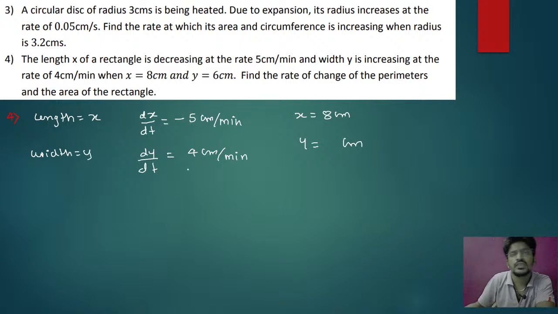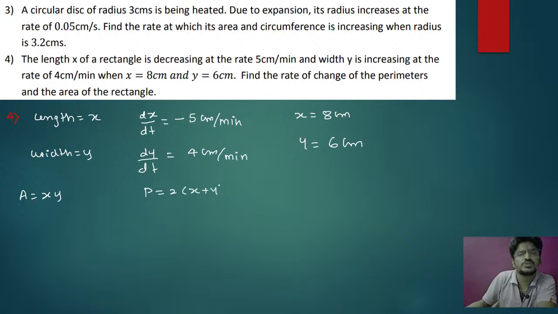Width y, and here y is 6 centimeter. Area of rectangle is length into breadth, that is xy. Perimeter of the rectangle is 2 times of x plus y, because x is length, y is width. So area of rectangle is length into breadth, and the perimeter is 2 times of length plus breadth.